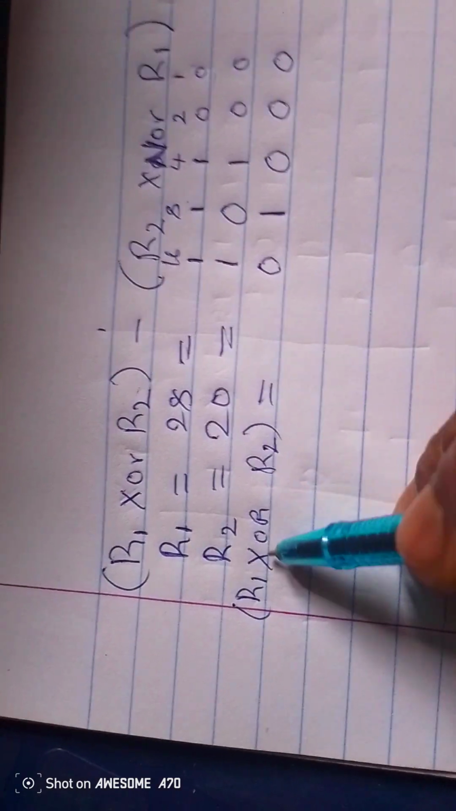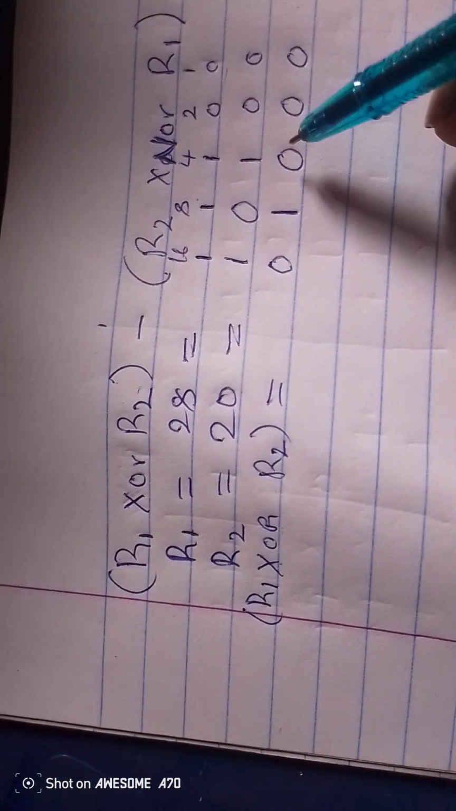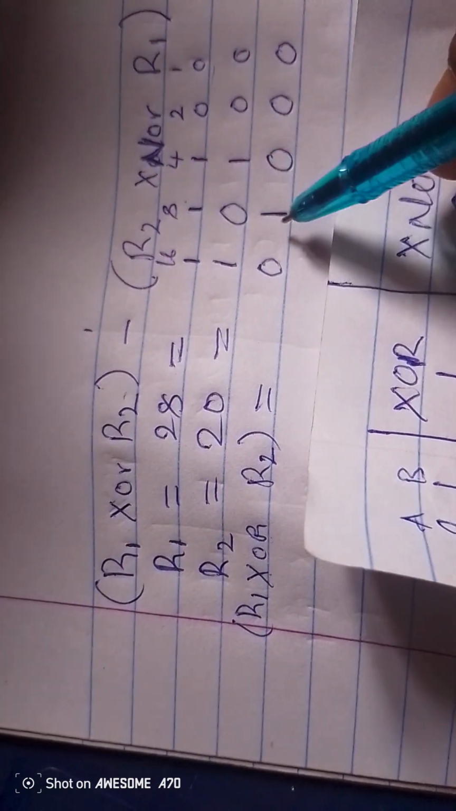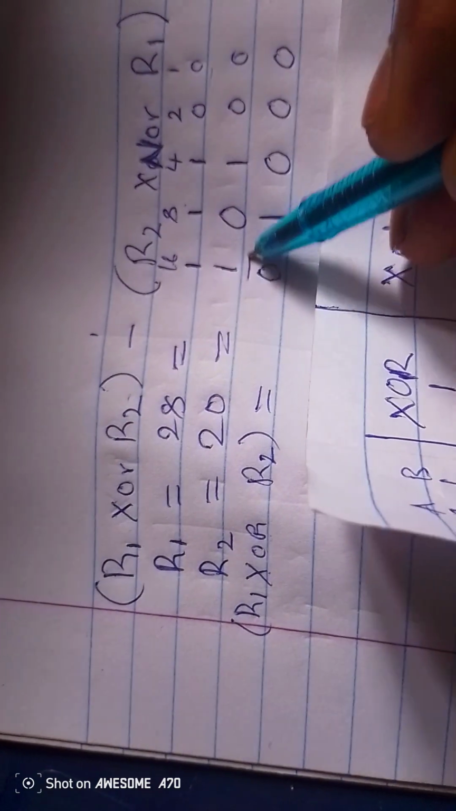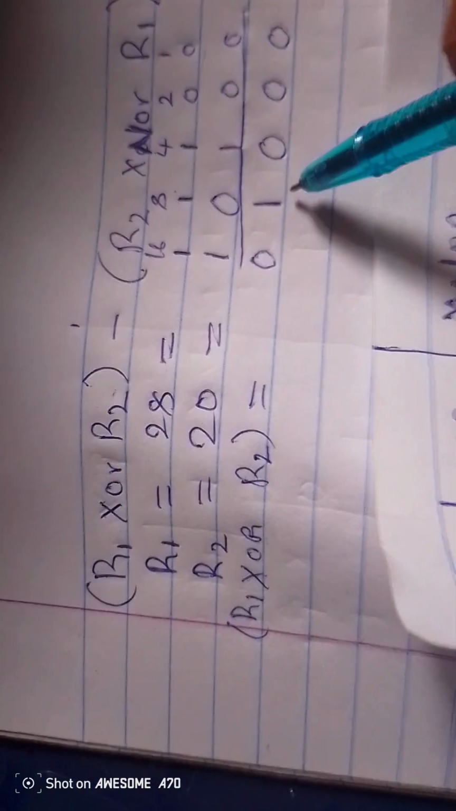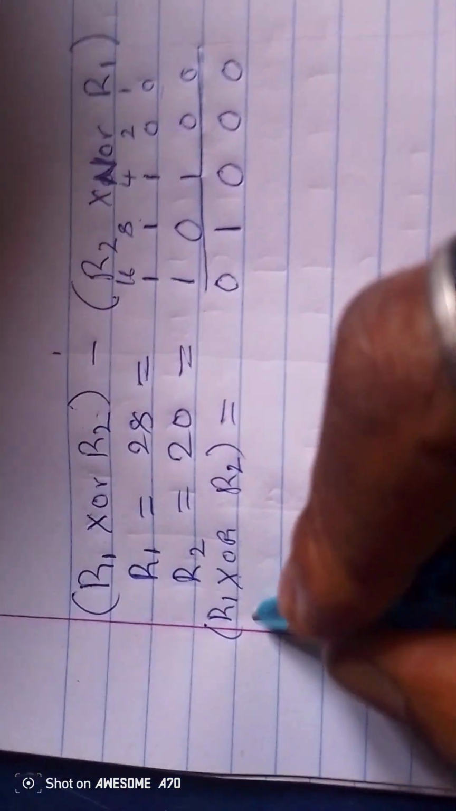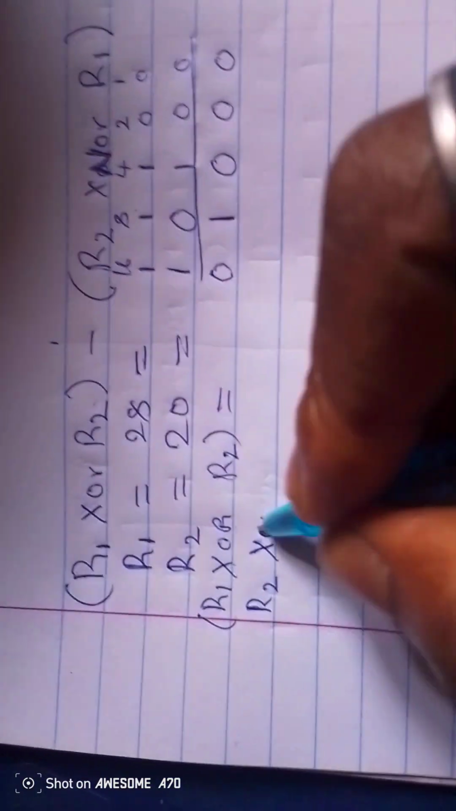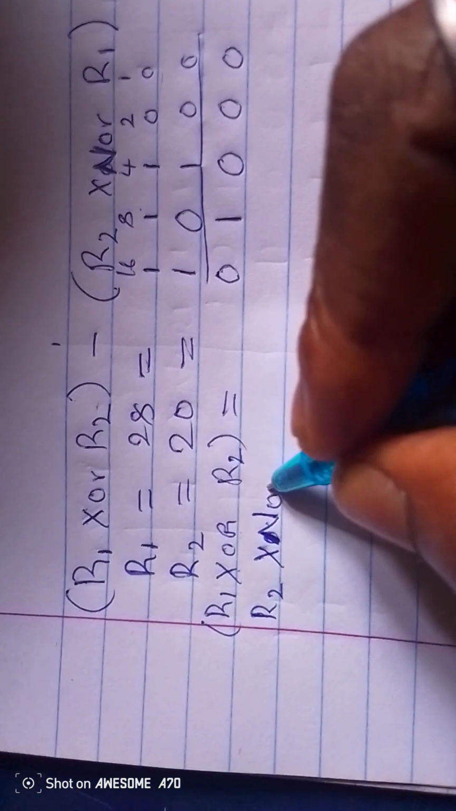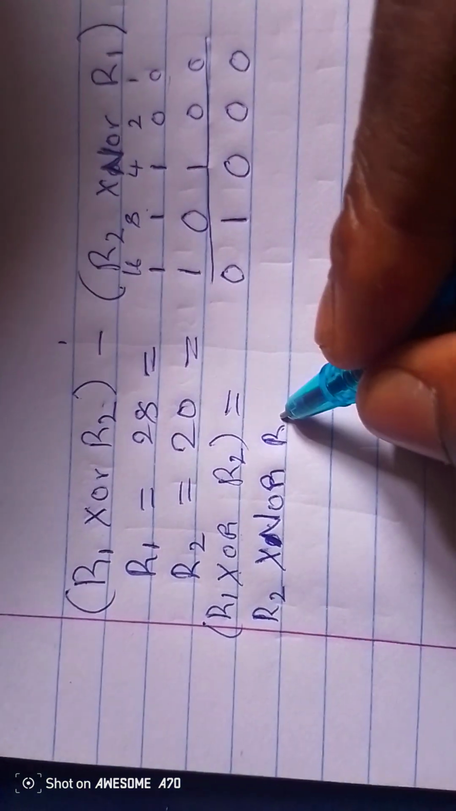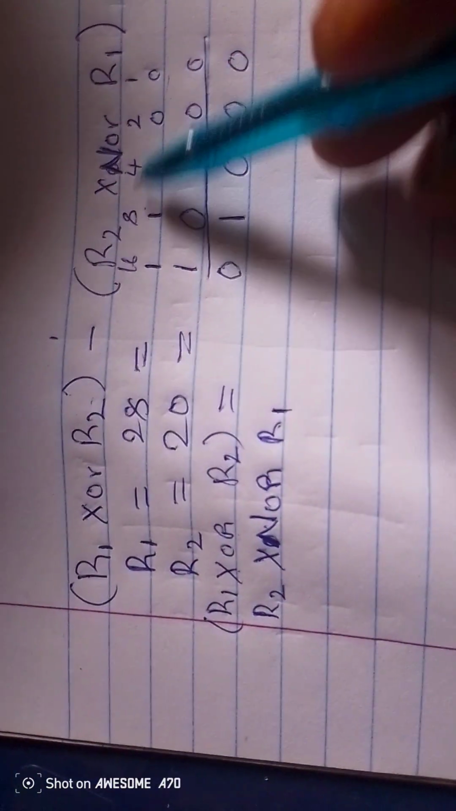For the exclusive NOR gate, when they are the same, it gives me a 1, but when they are not the same, it gives me a 0. So I'm done with this one. Now, for the exclusive NOR gate, we had R2 XNOR R1, that's from the equation.